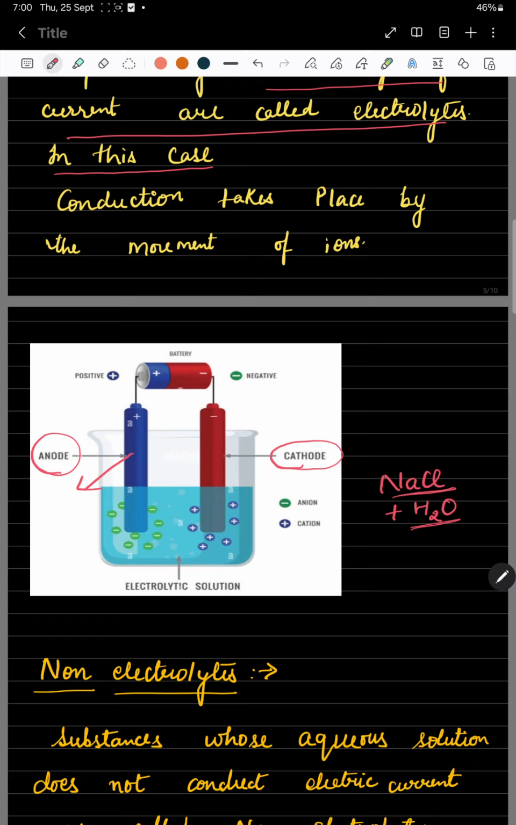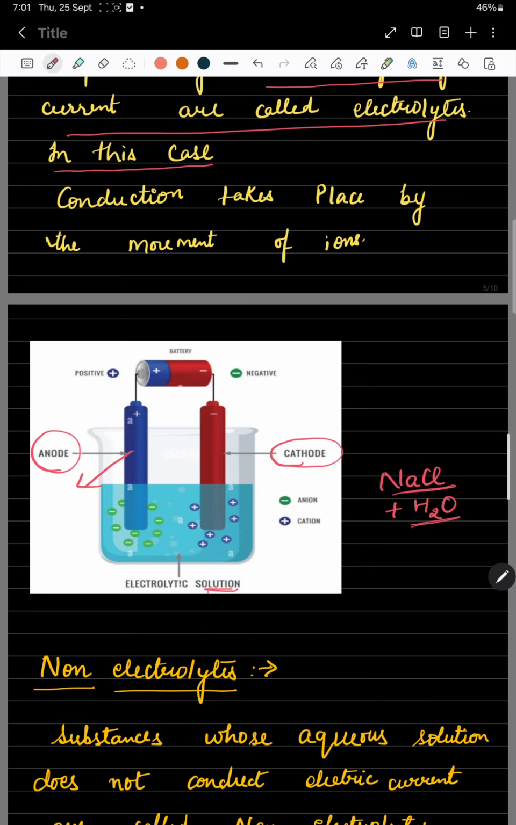In easy terms, the rod which is connected with the battery's positive terminal has a positive charge. The side which is connected with the negative terminal has a negative charge, that is your cathode. So here you can see the battery connected, there is an anode, a cathode, and you have this NaCl plus water, the electrolytic solution. The solution in which you pass the electricity simply breaks down into ions. That is your electrolytic solution. Electro means electricity, lytic means breaking down.